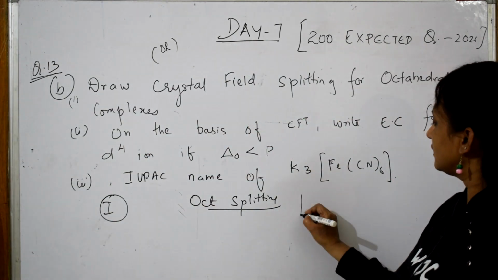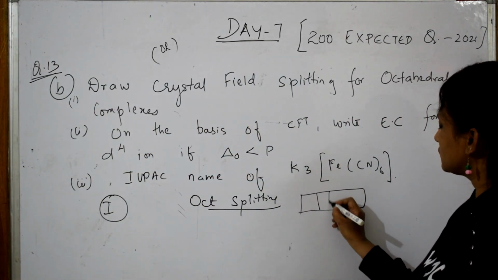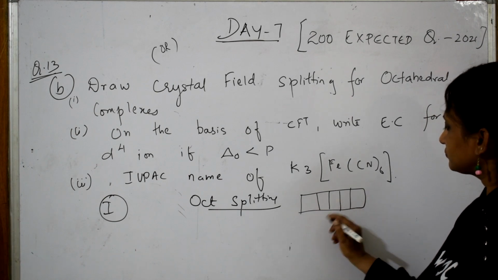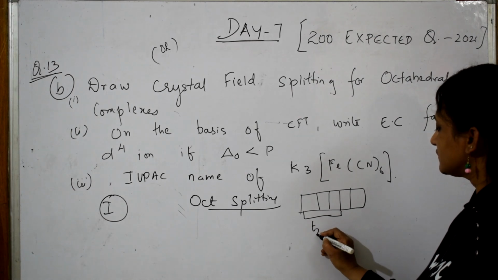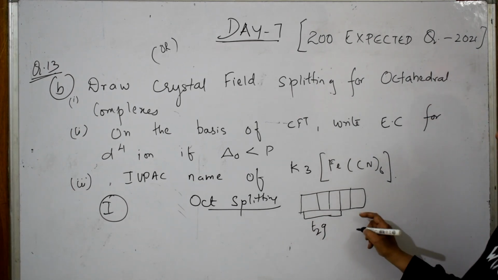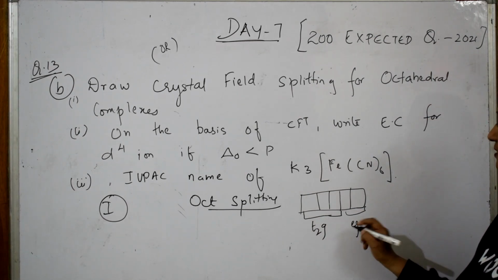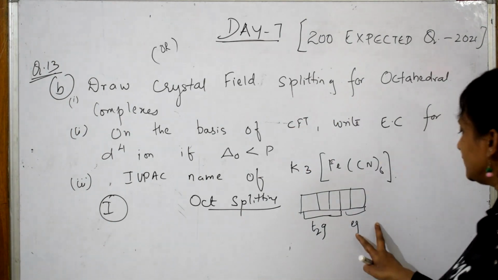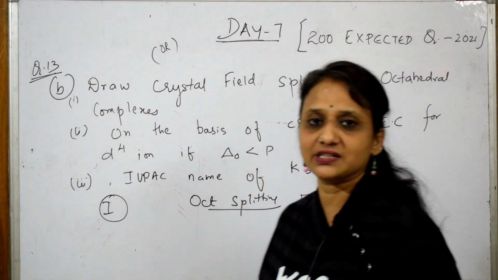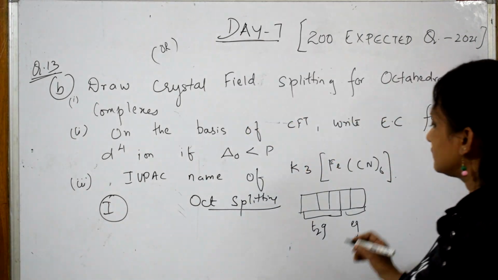Basically, in octahedral, when we take the d orbitals 1, 2, 3, 4, 5, these three are called the T2g set, correct? These two are called the Eg set. T2g is called the triply degenerate set. Eg is called the doubly degenerate set. How is the splitting in octahedral, students?